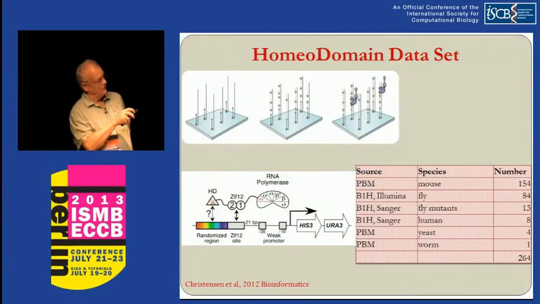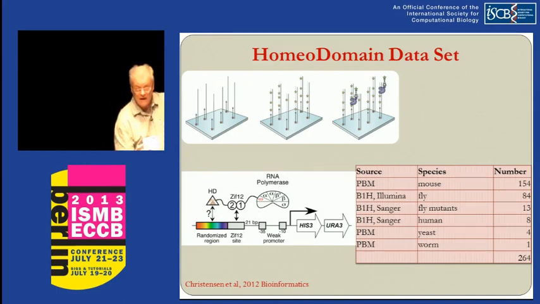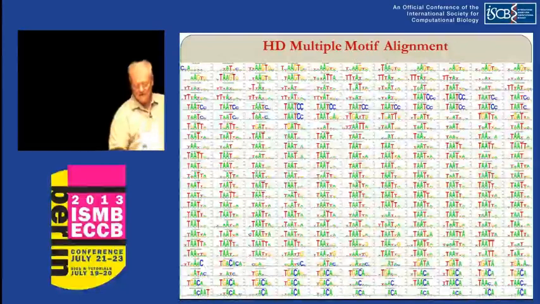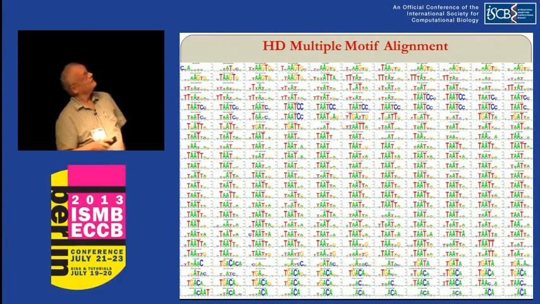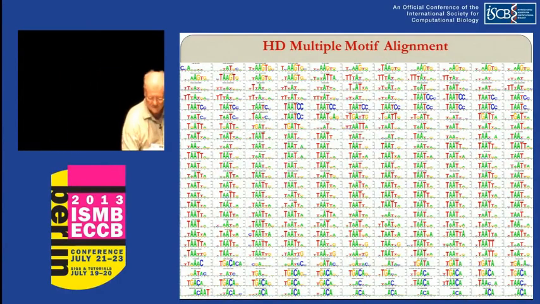The data set for the homeodomain family is a mixture of our own data, B1H data mostly from Scott Wolfe and Michael Brodsky, and also published data from Tim Hughes and Martha Bulyk, mostly from mouse. We had a total of 264 independent homeodomain proteins for which we had determined their specificity experimentally. Here's that. If anybody would like to order this as wallpaper for your bathroom or something, just let me know. I think it would look quite nice, actually. Anyway, that's the data that we had.